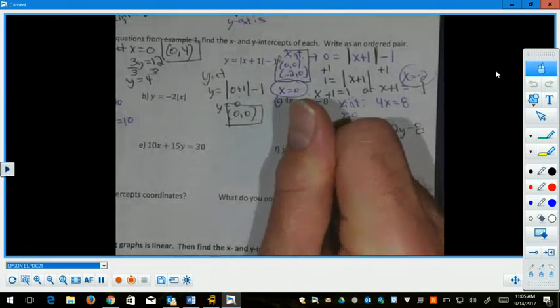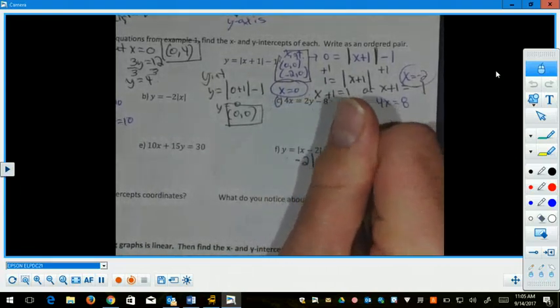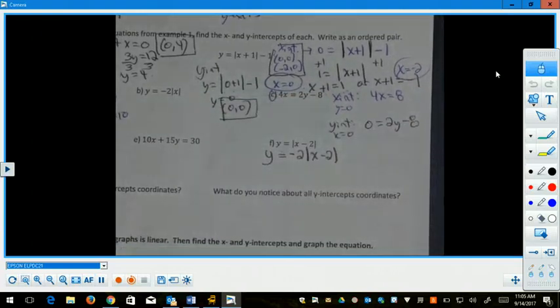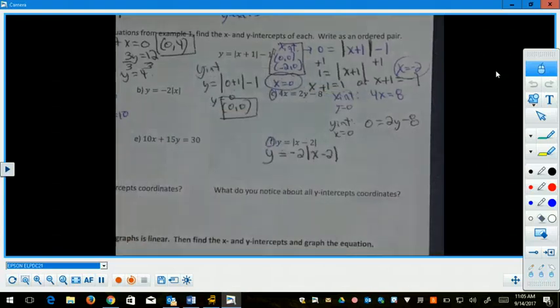I'm going to make it -2 times the absolute value of x minus 2 equals y. And I'm going to ask you what we should do first. Who can tell me what we should do first? I just have a question.